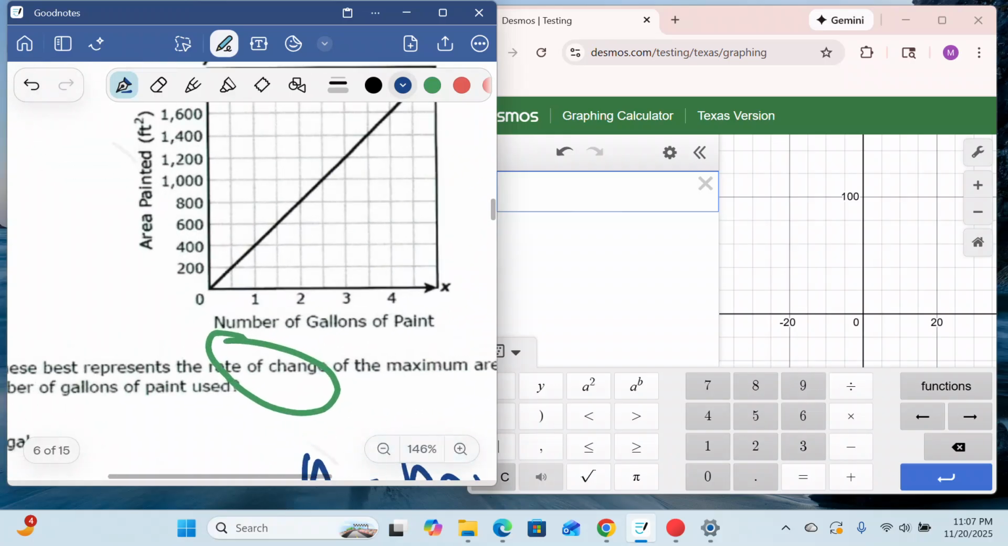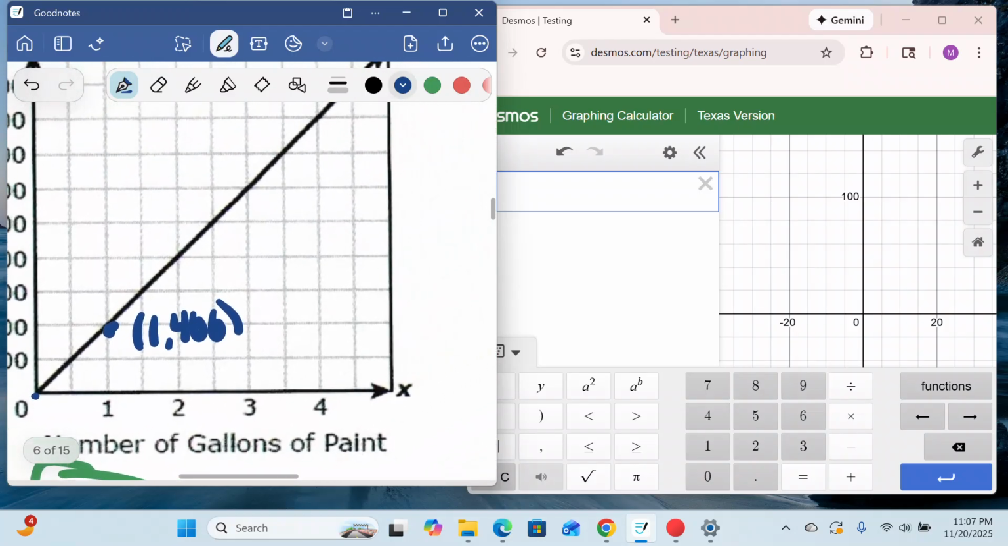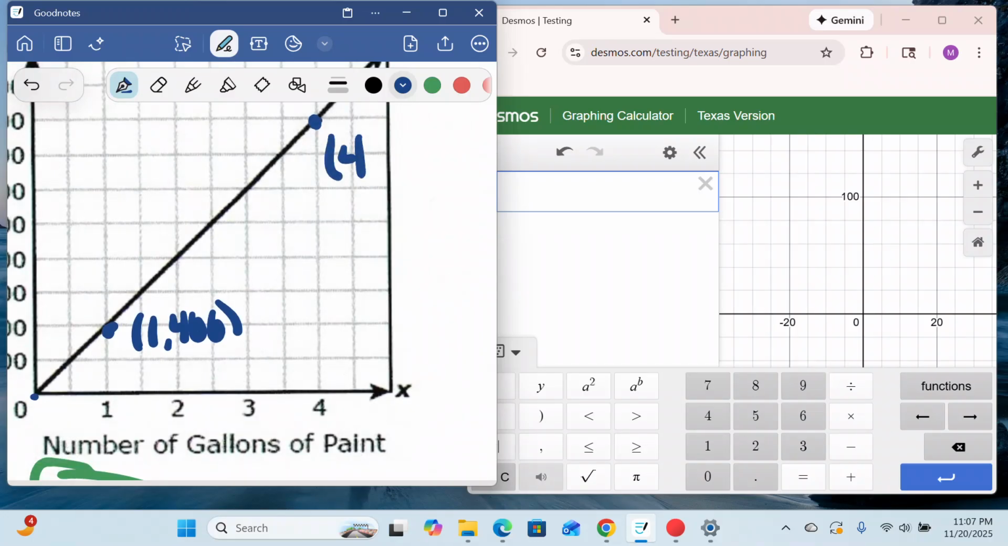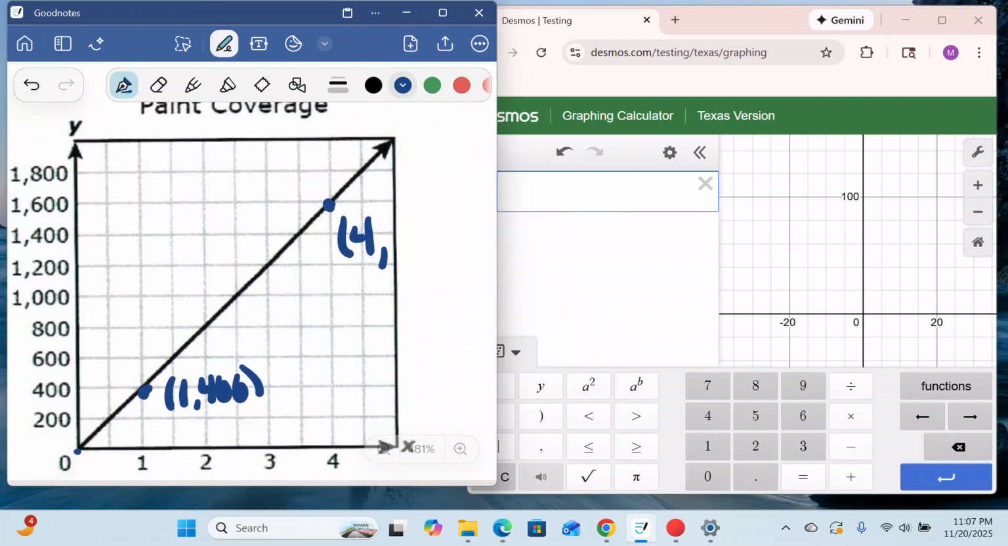So I'm going to find some easy points to deal with. I like to deal with (0, 0), but let's say you don't want to. I can also deal with this point right here. It's (1, 400), because 1 is my x and 400 is my y. I like to deal with 4 also. This point right here is (4, 1,600). And don't get scared with those big numbers.